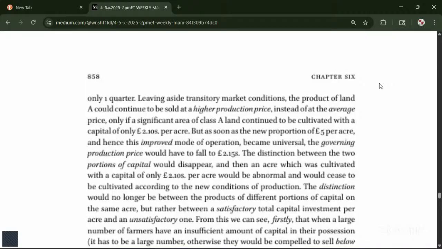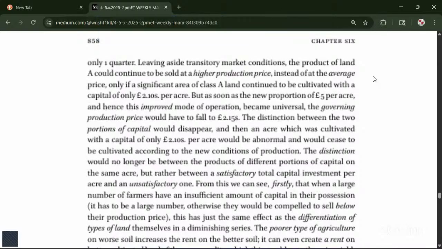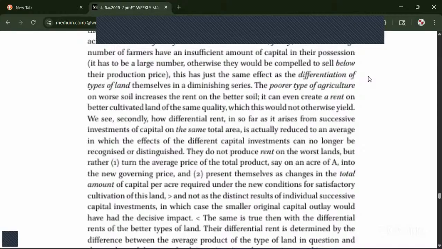From this, we can see, firstly, that when a large number of farmers have an insufficient amount of capital in their possession, it has to be a large number, otherwise they'd be compelled to sell below their production price, this has just the same effect as the differentiation of types of land themselves in a diminishing series. The poor type of agriculture on worse soil increases the rent on the better soil. It could even create a rent on better cultivated land of the same quality, which this would not otherwise yield.